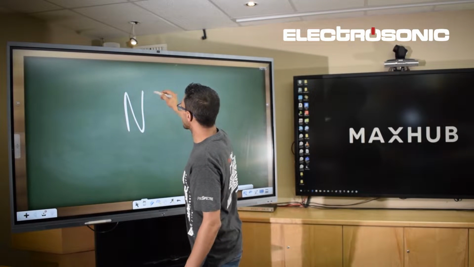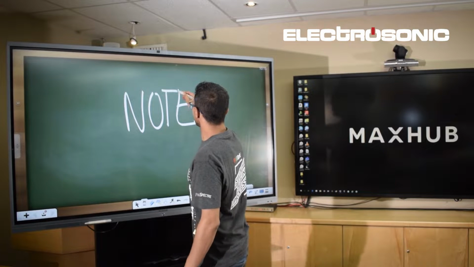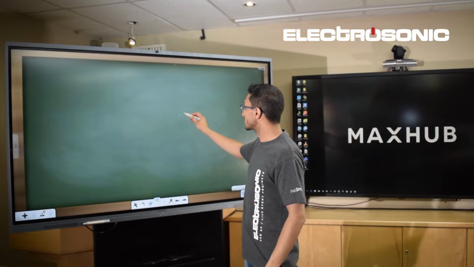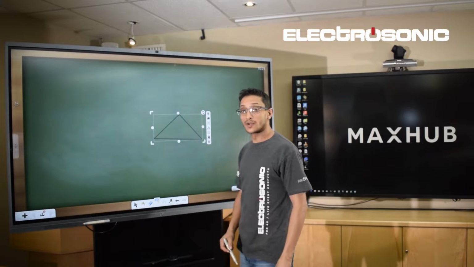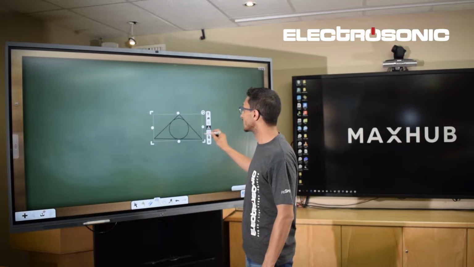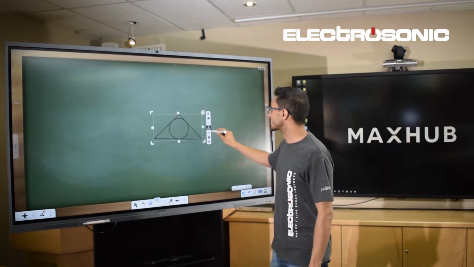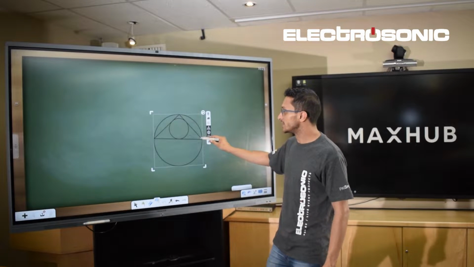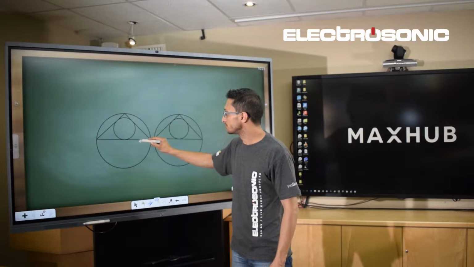Today we're going to be discussing Note. With the MAXHUB, it allows the educator to draw shapes very easily and to add other shapes, for example a circle internally or a circle externally, and one could simply duplicate these two with a simple touch.